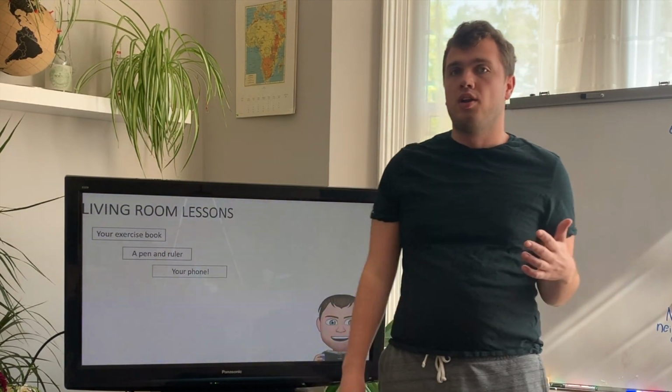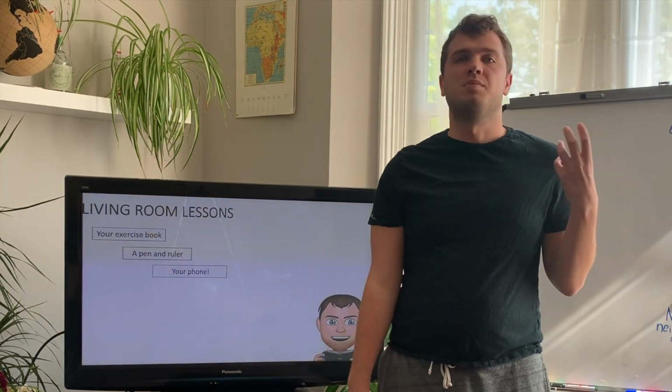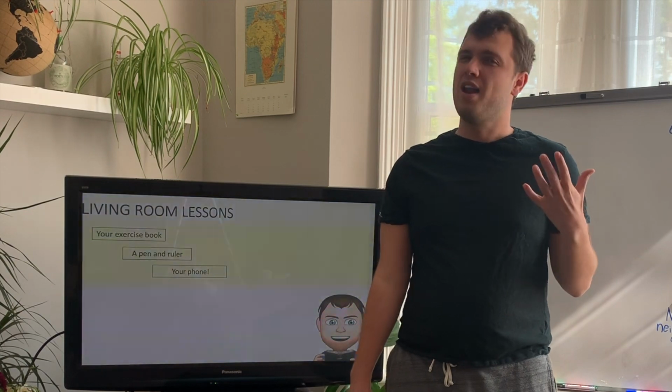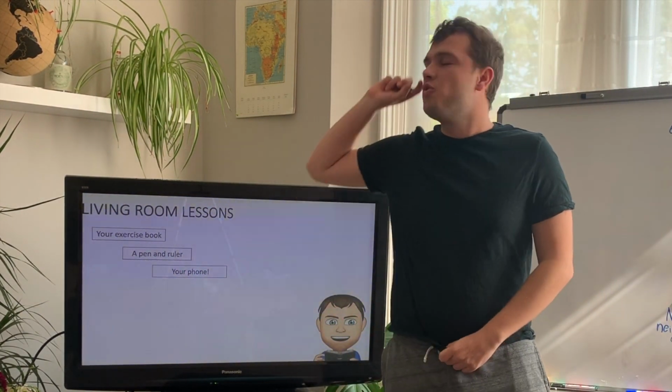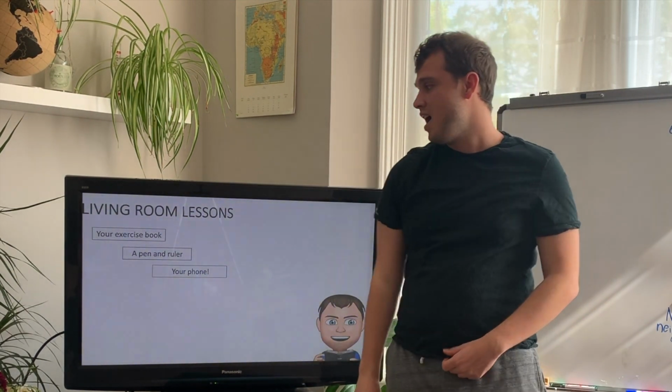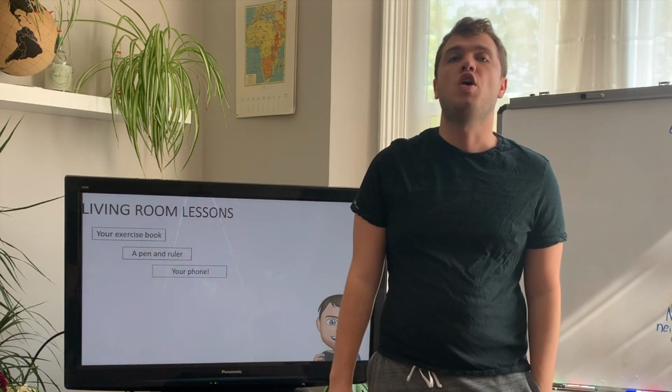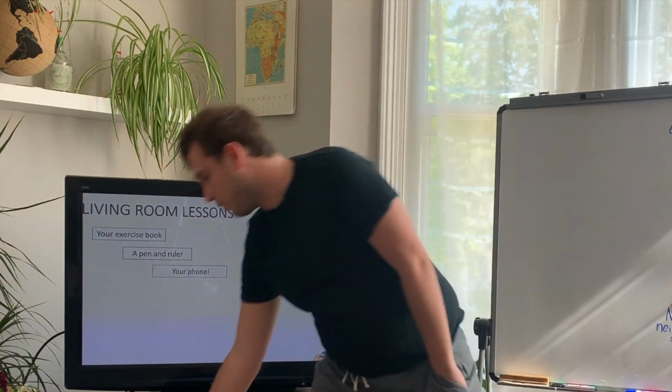Last lesson we were looking at online retail, and today we're going to be having a look at some of the impacts of things like online retail and other things. So what you're going to need is your exercise books, a pen and a ruler, and your phone. So make sure you've got all those bits and we will get started.